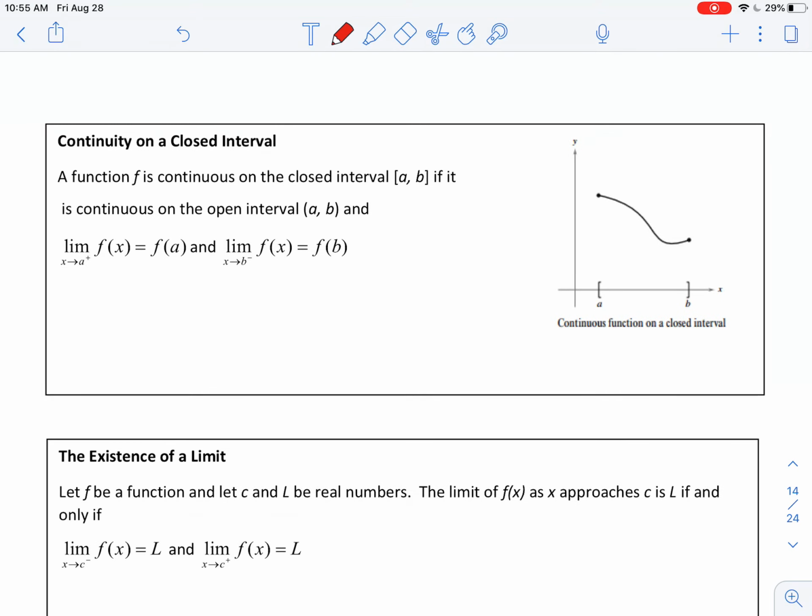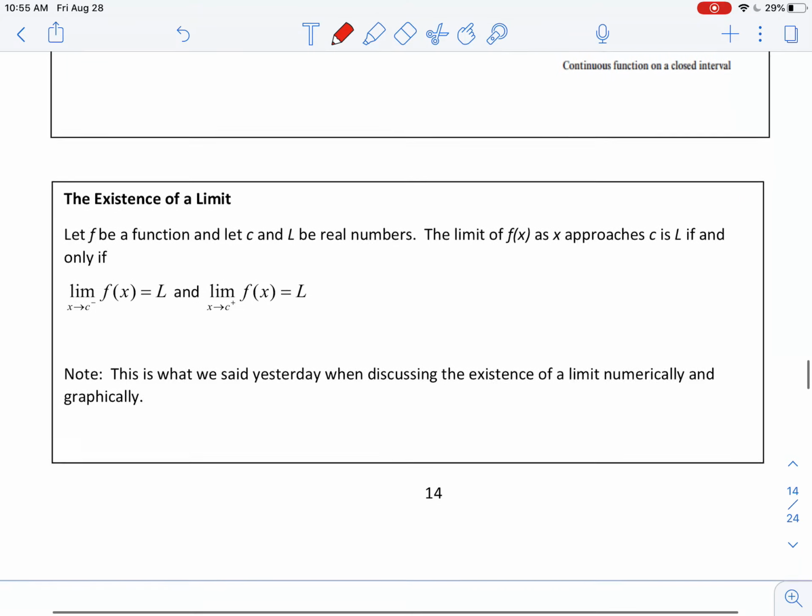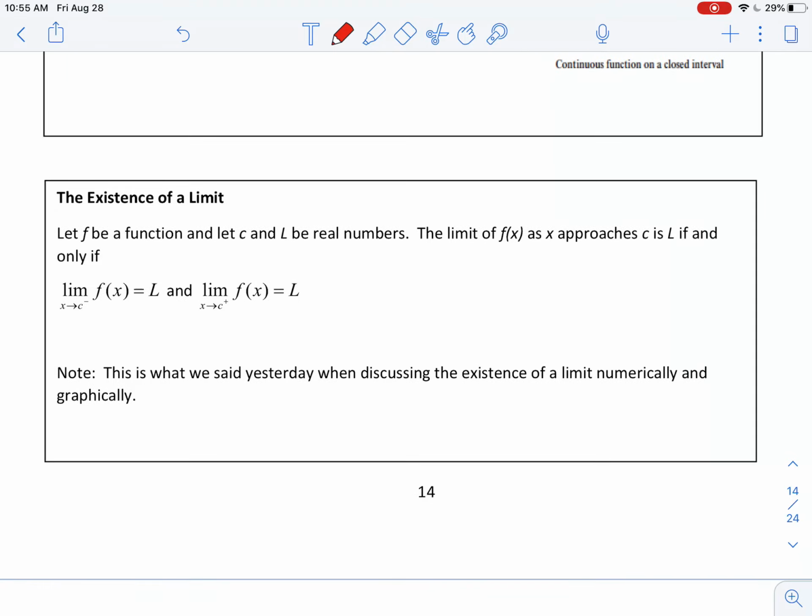All right, these are just some existence things. Continuity on a closed interval. A function f is continuous on a closed interval if it's continuous on the open interval, and the limits equal the function values at these endpoints. So basically it's just saying it's continuous on the closed interval if it's continuous all throughout here, and that point's there, and that point's there. Kind of common sense.